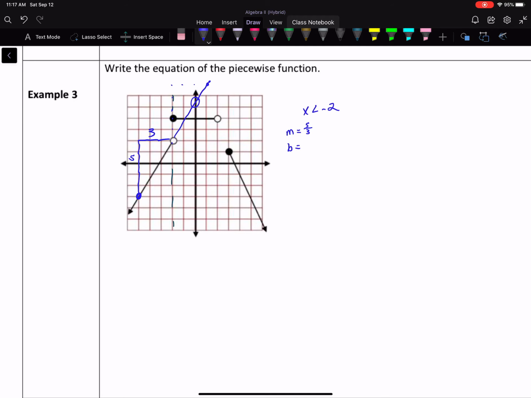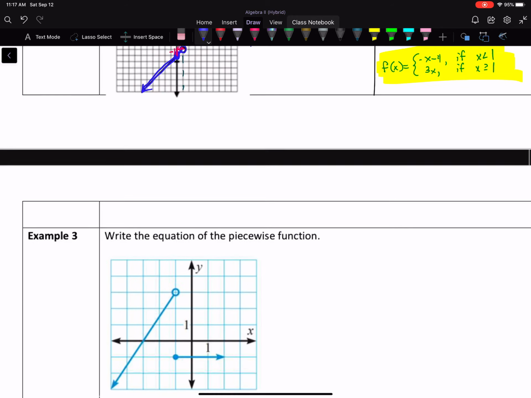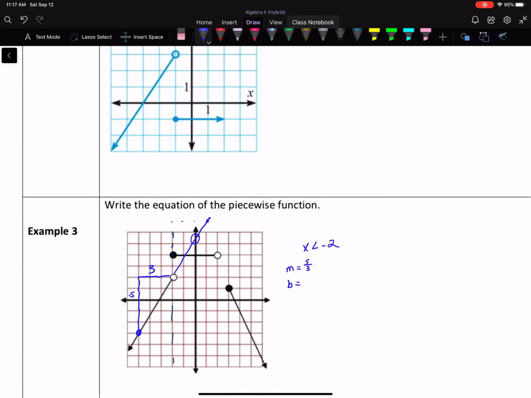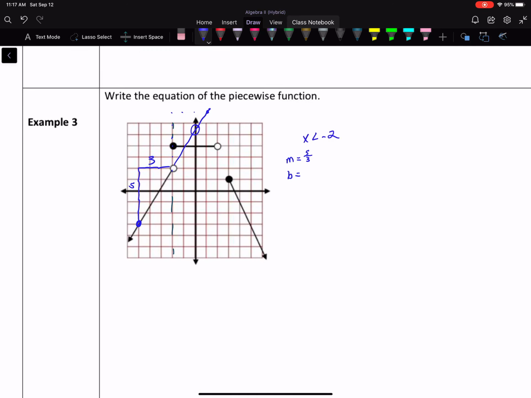But I don't know what that is, so that's where you got to go back up and say, okay, we need point slope form. So let's go ahead and bring that down. Y minus y1 equals m times x minus x1. So I have m already. It's 5/3. I need x1, y1. And that's any point on the line. So I'm going to go ahead and use this point right here.